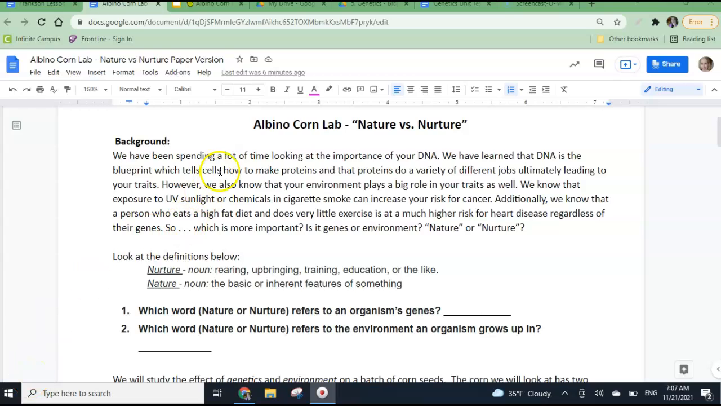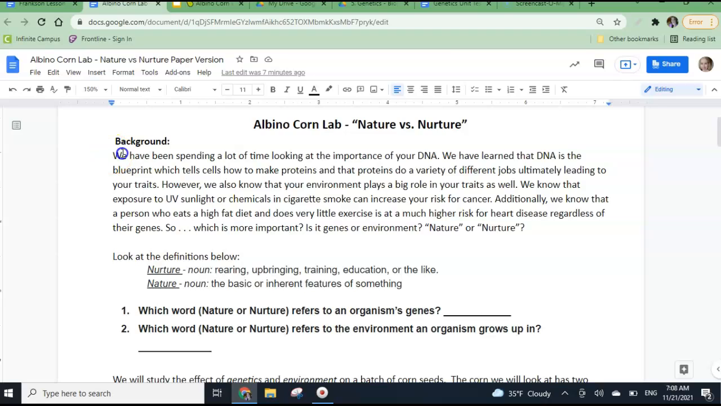All right, so our goal today is to look at nature, which oftentimes refers to an organism's genes, and then nurture, which means how they're raised, their environment. So we're looking at the effect of environment and genes in terms of how they affect traits. I'm going to go ahead and read through this. Feel free to skip ahead if you don't want to listen to me read.